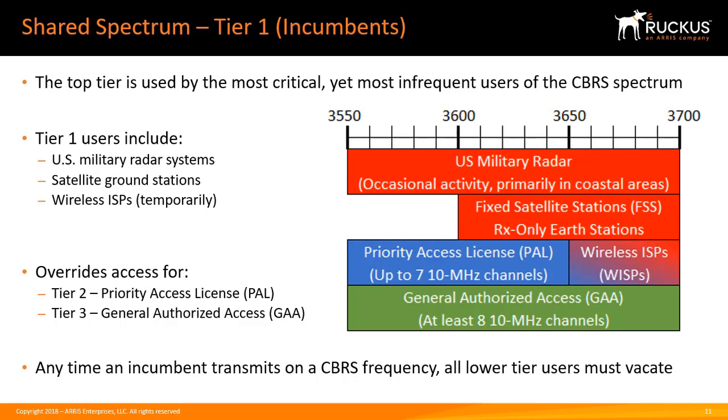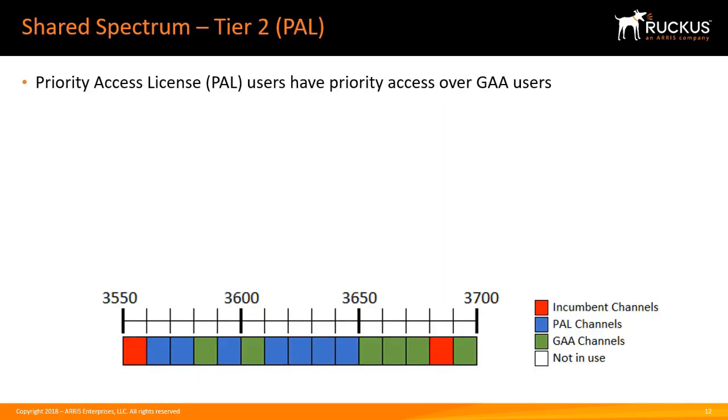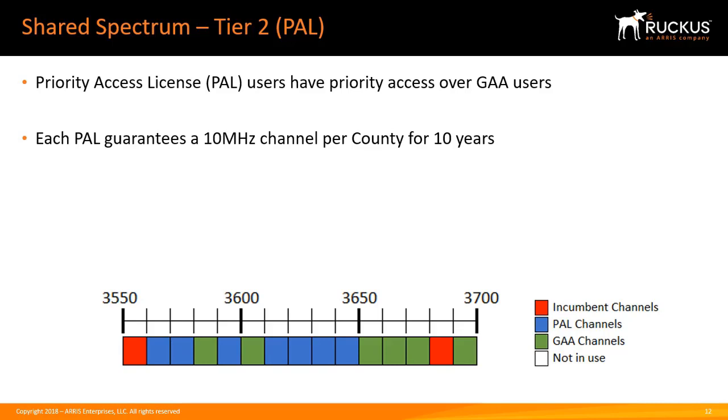However, under normal conditions, outside of known locations where incumbents are present, much of the CBRS frequency range should be available to PAL and GAA users with a very low probability of interruption. Tier 2 PAL users have the next highest priority access and are protected from GAA users. Current FCC legislation allows each PAL license to cover a 10 MHz channel for a single county for a 10-year term. The image here shows sample usage of the CBRS spectrum for a single geographic parcel.